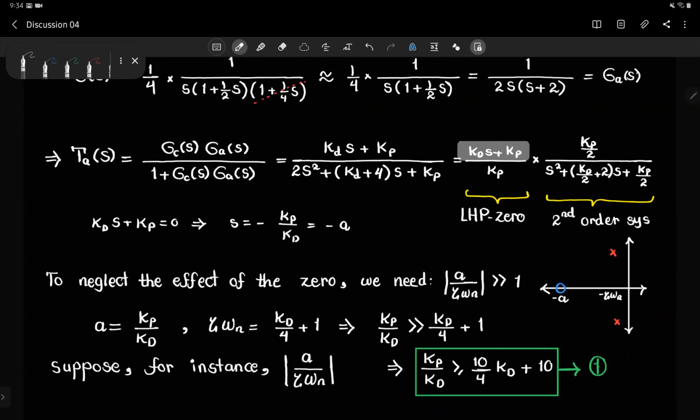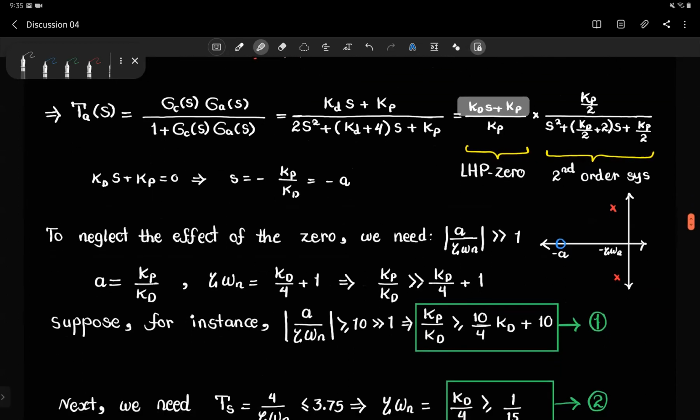So let me write it explicitly here. This gives us an equation in terms of kp and kd that we need to satisfy, or this gives us an inequality, in fact, in terms of kp and kd, such that the left half plane zero, my apologies, lies far enough to the left such that its effect on the second order approximation is negligible. Any questions? Okay, let me continue then.